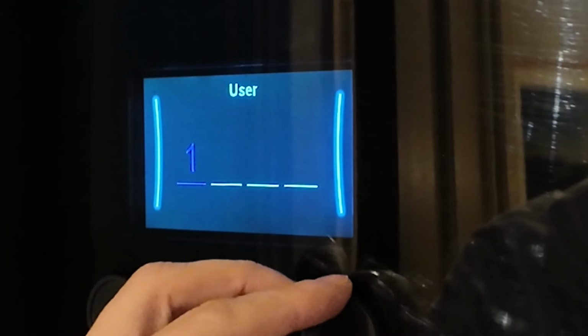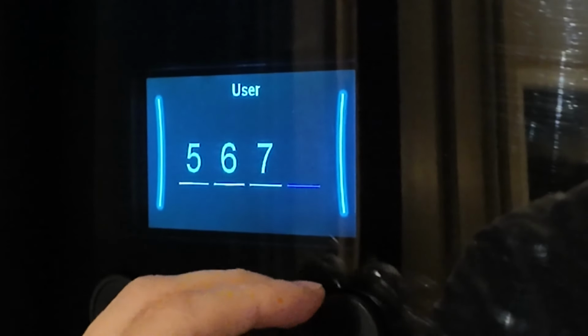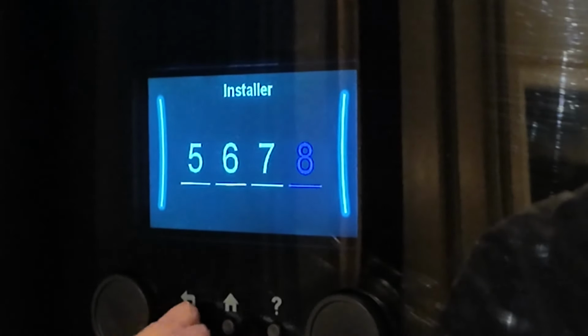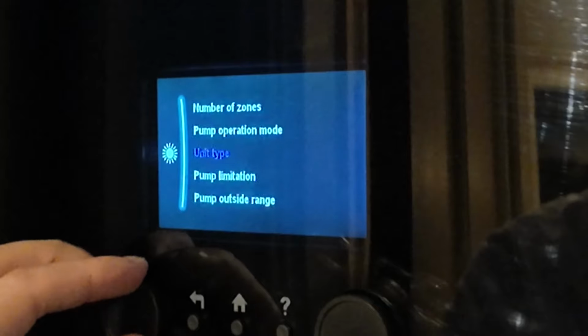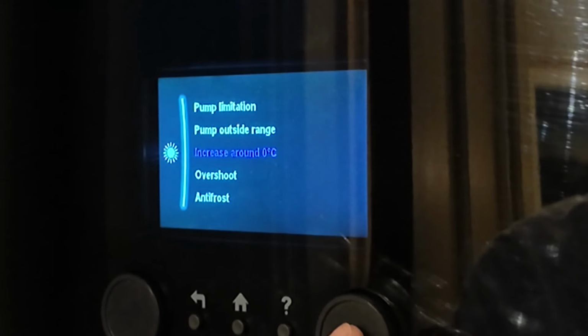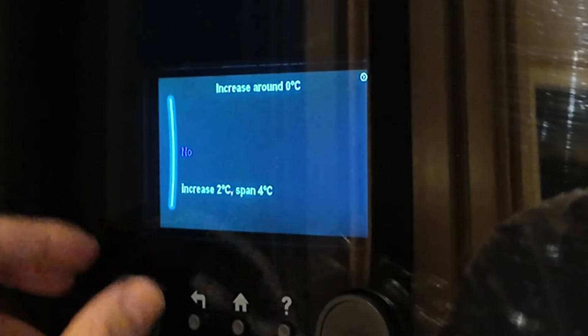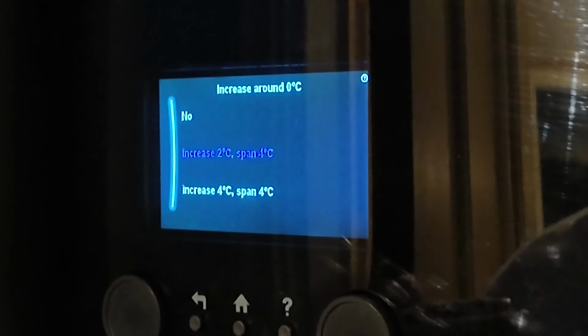So let's change into the installer settings one more time. Let's go into space heating and cooling. Now we've got this setting here. It's called increase around 0 degrees Celsius. It was set by default to this. So what this does is that it increases your flow temperature by 2 degrees, and it increases the tolerance of your flow temperature by plus or minus 2 degrees.